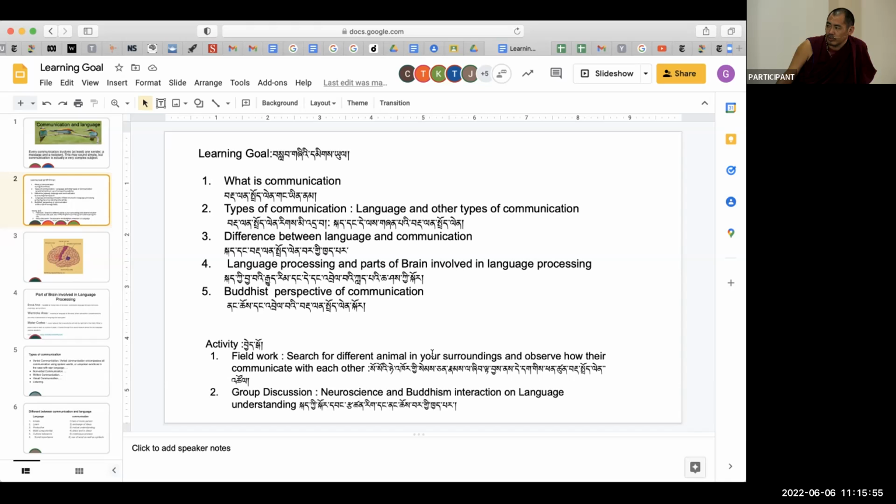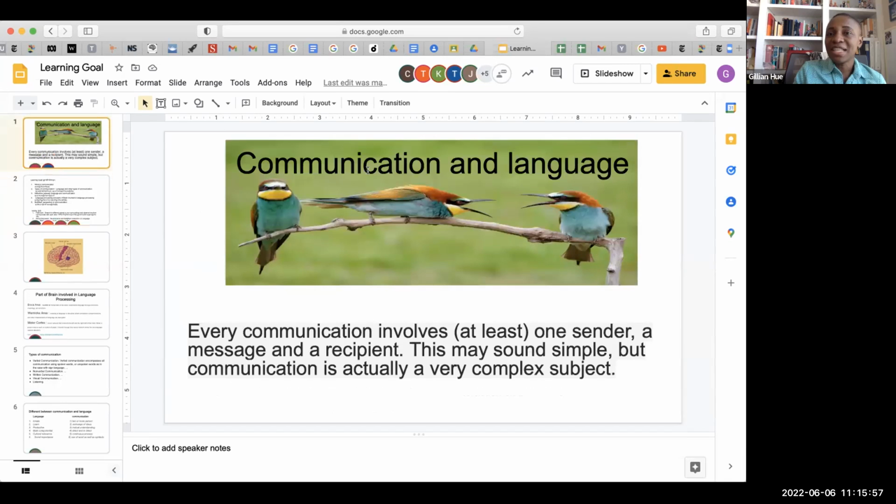So your first slide has a picture of these birds communicating. And it's very good because there's a lot of neuroscience research on bird song and how birds sing and what we can learn about communication and language through bird song.